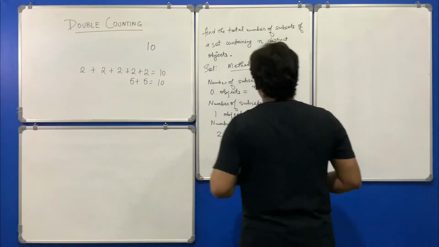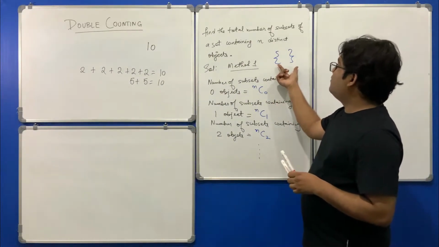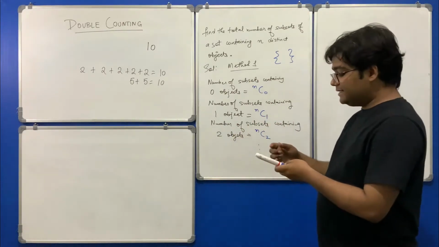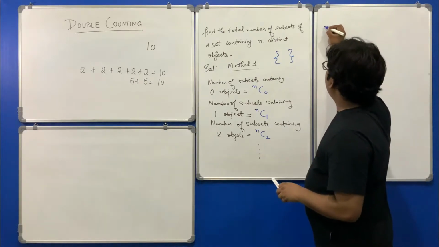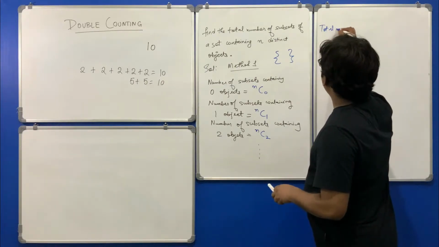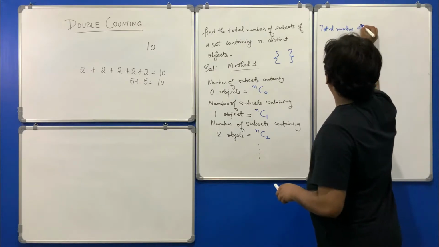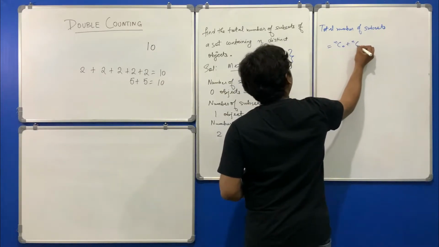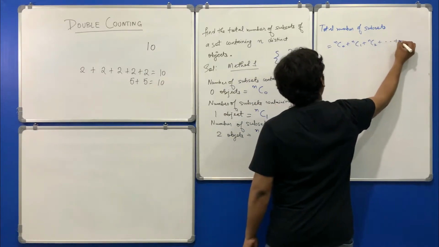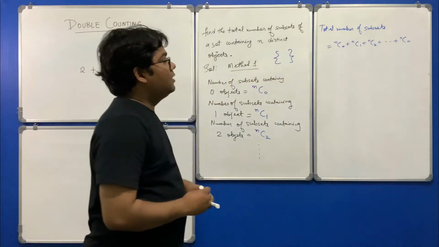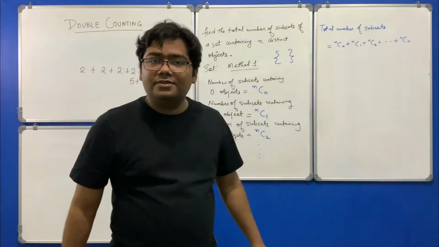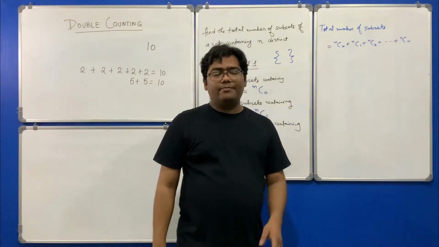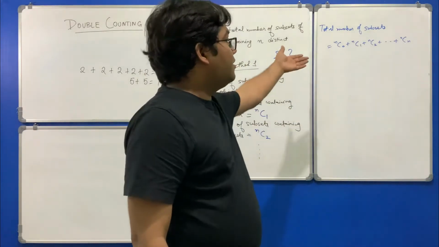In the end, we count the final one, when the number of subsets containing n objects would be NCn, right? So we end up with the total number of subsets equal to NC0 plus NC1 plus NC2 plus ... plus NCn. Alright. So this is clear to us, right? So this is method 1 of counting the total number of subsets. So we end up with this particular formula.